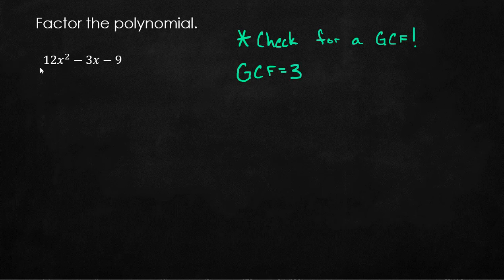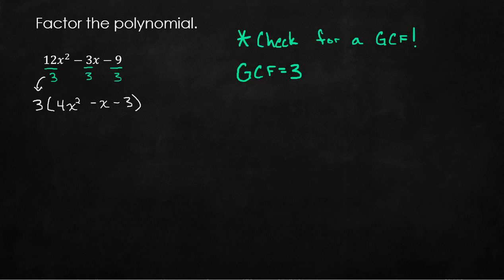So the first thing I'm going to do is factor out a GCF. And when you do that, you're really dividing. So all of this gets divided by 3. And you're left with 4x squared minus x minus 3. Whatever the GCF is, that's going to stay outside in front of the parentheses. And now inside these parentheses, we're going to factor the polynomial 4x squared minus x minus 3.